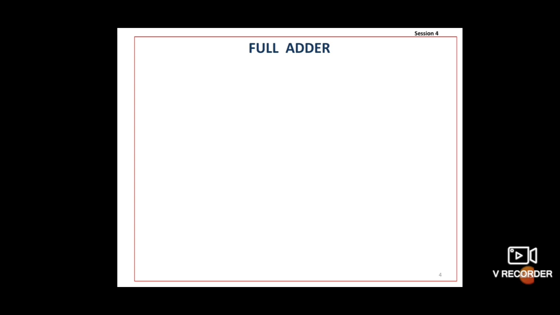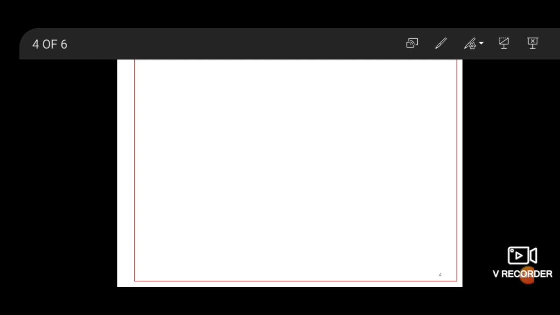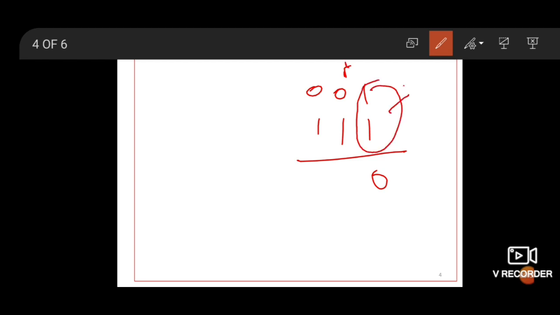Now here, in the higher column there may be a carry from the LSB column or previous column. Okay, see here, suppose addition 0 0 1 1 1 1. 1 plus 1 is 0, carry here 1. For this 1 1, this LSB column, we used a half adder.